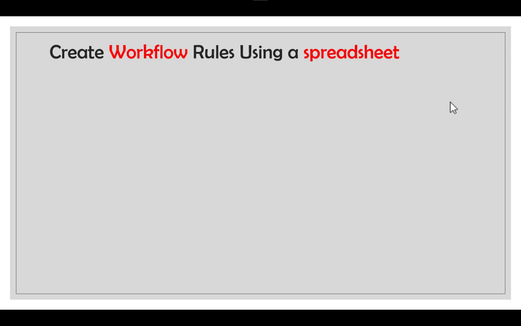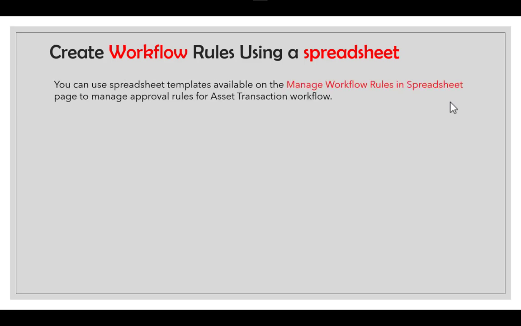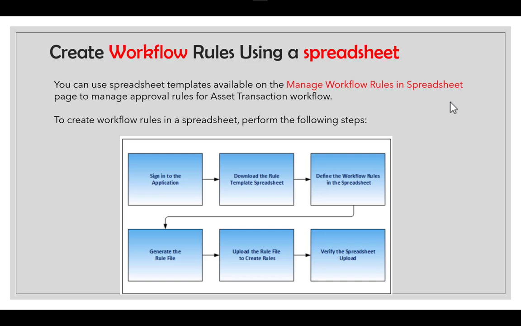Create workflow rules using a spreadsheet. You can use a spreadsheet template available on the Manage Workflow Rules in a Spreadsheet page to manage approval rules for the asset transactions. We already did one workflow rule for GL using the same path, manage workflow rules in a spreadsheet, for the assets also. To create it, you have to sign in to applications, download the rule, define the workflow rules in a spreadsheet, generate the rule file, upload, and verify whether it's uploaded or not.